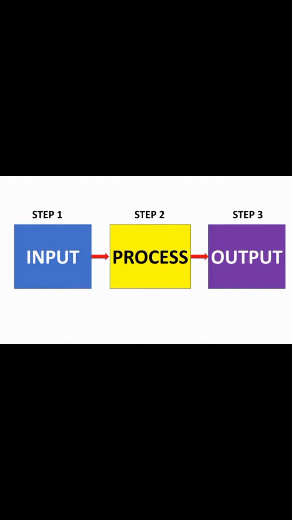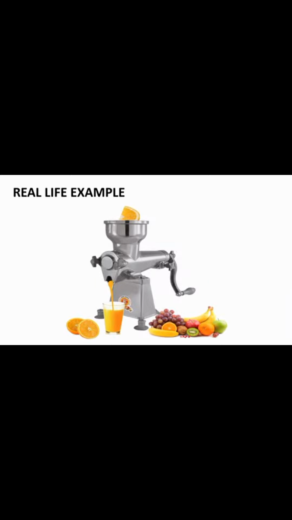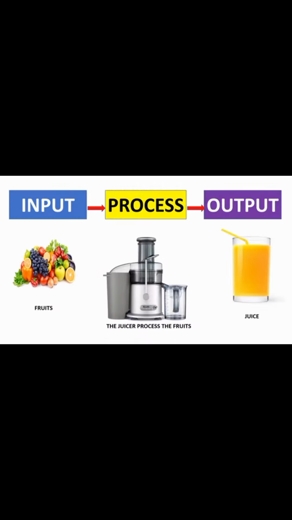Let us now understand what is input, process, and output. I'll show you with real life examples. So here, to make a juice using a juicer machine, we can find out what is input, what's the processing, and what's the output. Here the input is the fruit, the process is done by the machine, and as a result we get juice as an output.